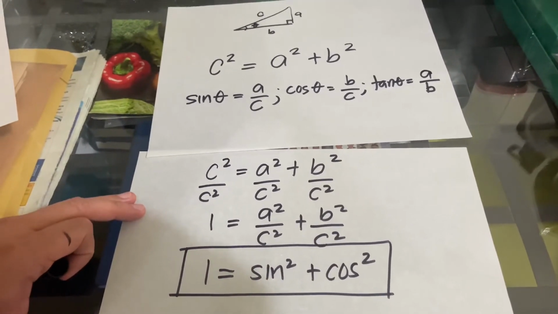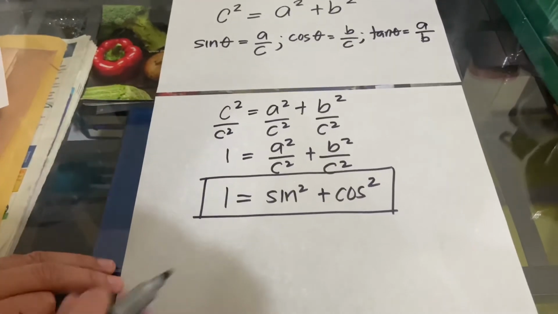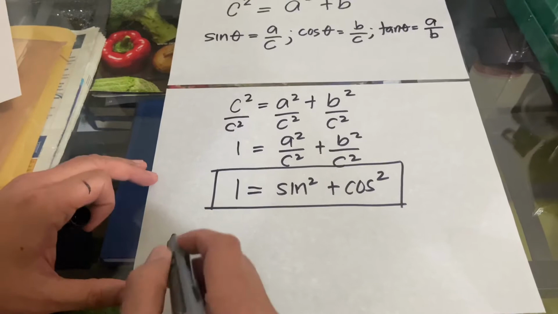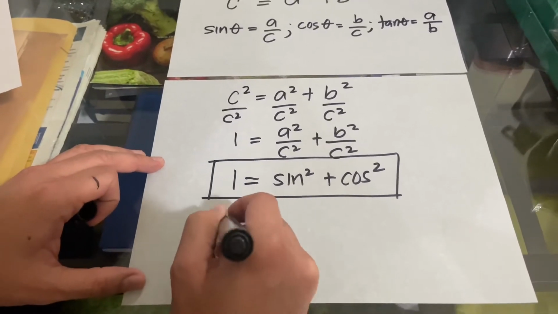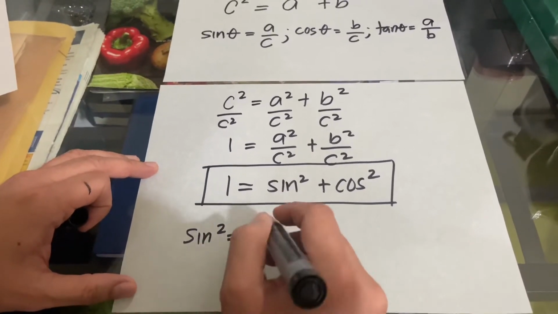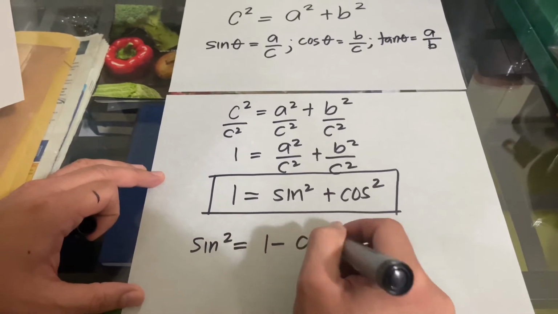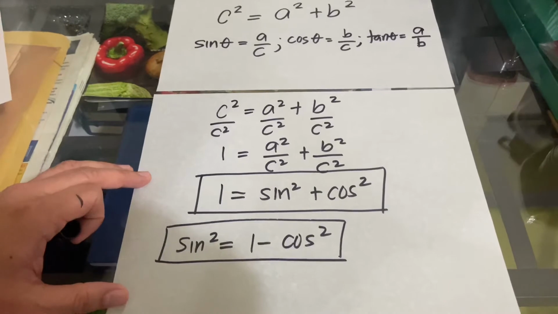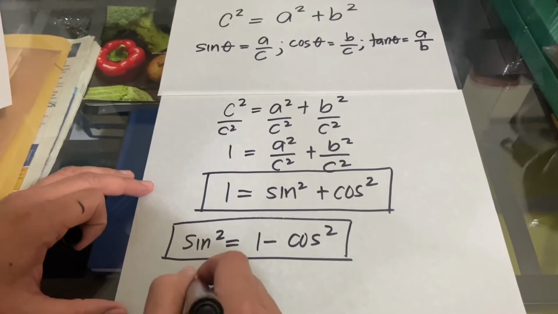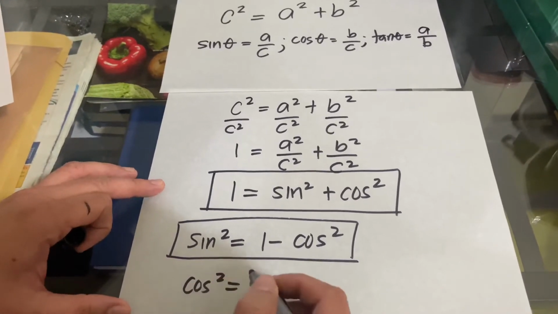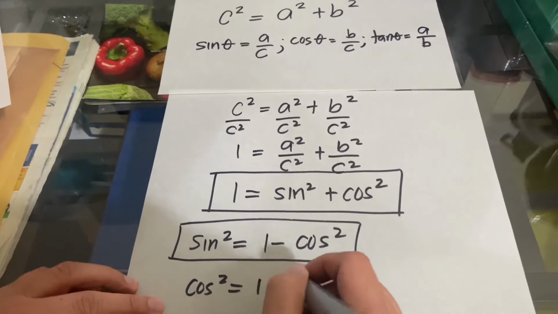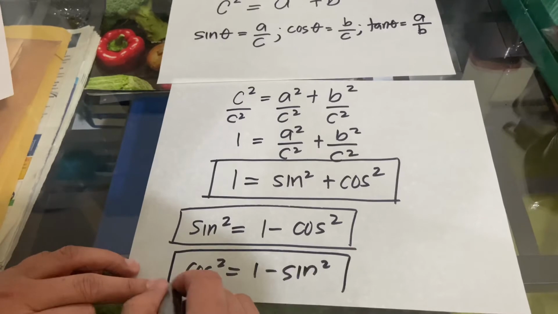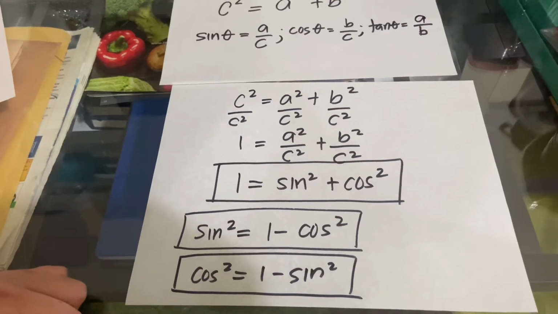So that is one trigonometric identity. Or from this, you can play with this equation. You can have sine squared is equal to 1 minus cosine squared. So this is another identity. Or the other way around, cosine squared is equal to 1 minus sine squared. Again, that's another identity.